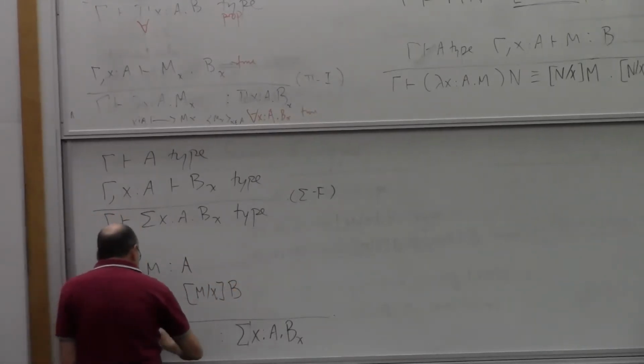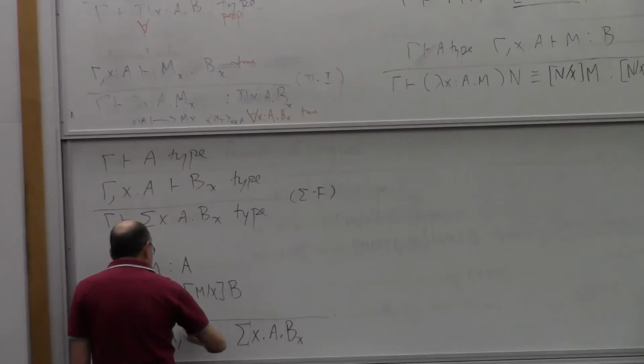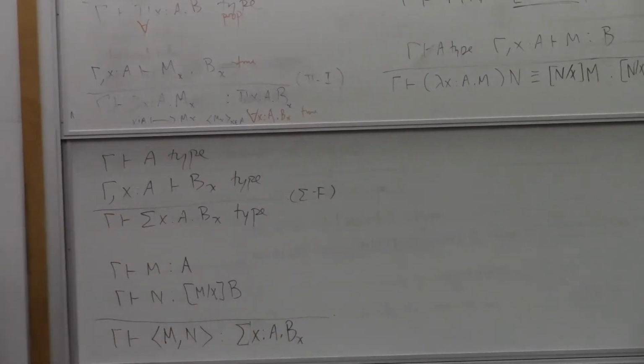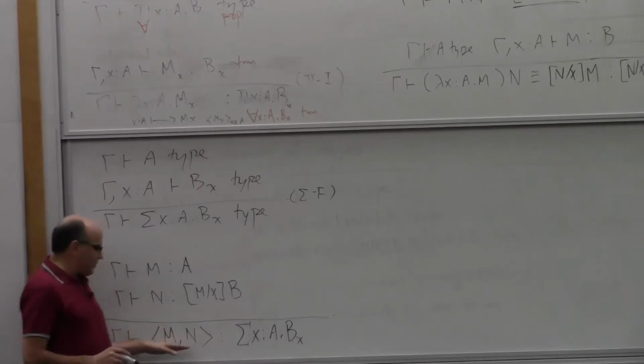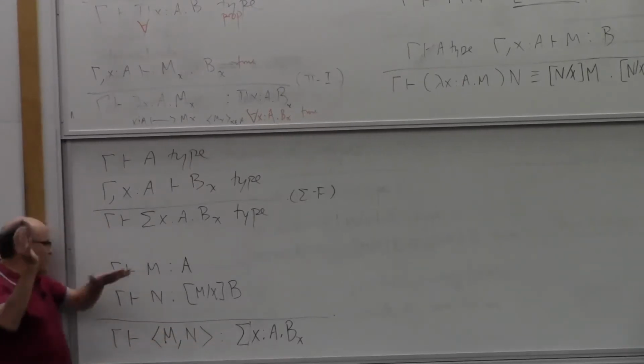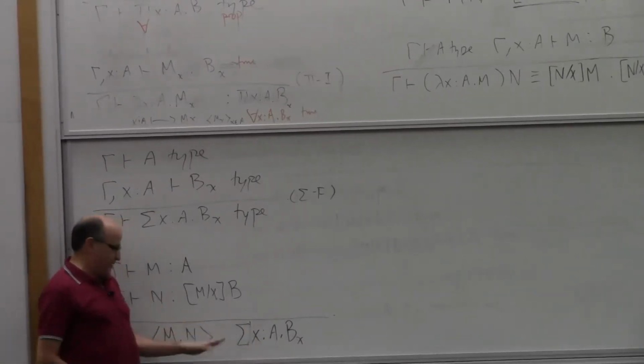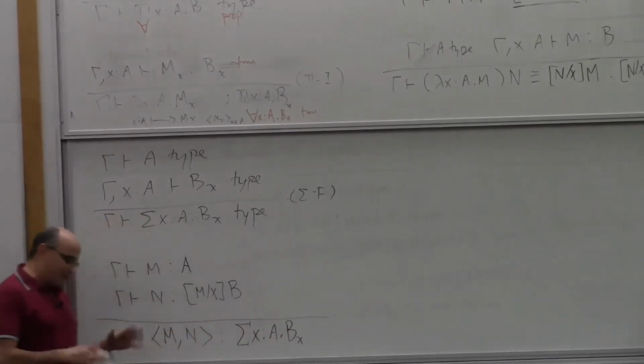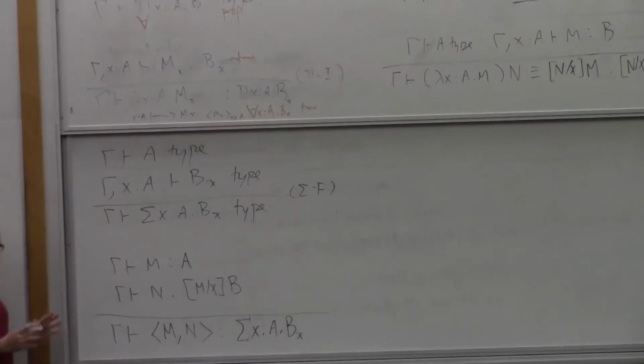And in that case, the pair m, n becomes an element of sigma, the sum of sigma x in A, B. And this is where another terminological confusion comes up, because the elements of the sum are pairs. So then people say, oh, so we should call this the dependent product after all, because it's a lot like a product, except that it's dependent. And that's true, but it's confusing.